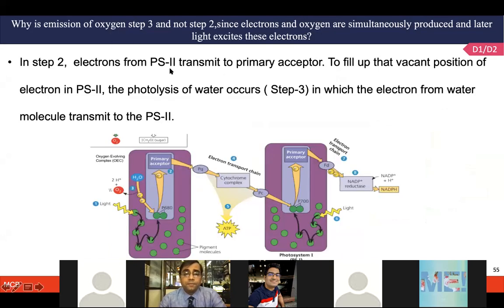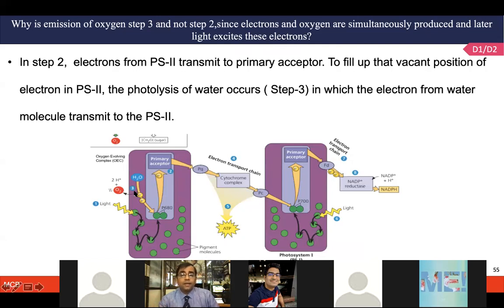In the light reaction, I talked about cyclic and non-cyclic processes. Why is the emission of oxygen step 3 and not step 2, since electrons and oxygen are simultaneously produced? So in step 2, electrons from photosystem 2 transmit to the primary acceptor, P680. And to fill up that vacant position of electrons, the photolysis of water occurs. So that is step 3.